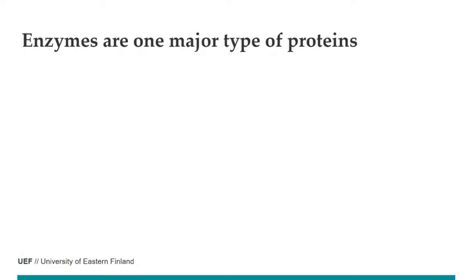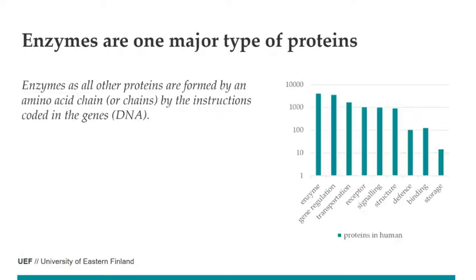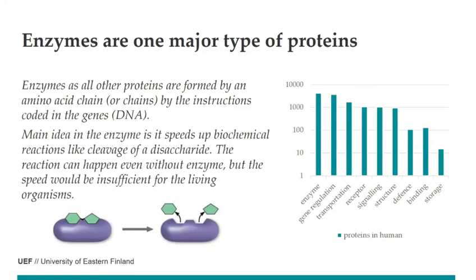To summarize, enzymes are just one type of protein. You have about 2000 different enzymes in your body, as well as about 2000 different proteins regulating gene regulation. All proteins are formed by an amino acid chain or chains, by the instructions coded in genes. The very basics of enzymes are very simple: they are factories, speeding up biochemical reactions, like for example the cleavage of a disaccharide.